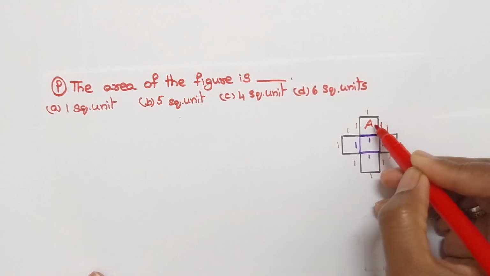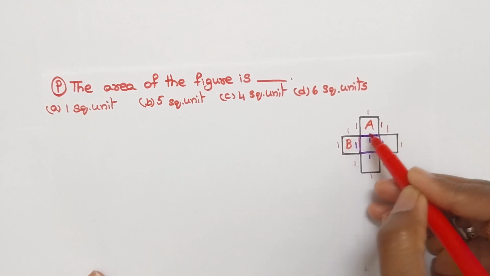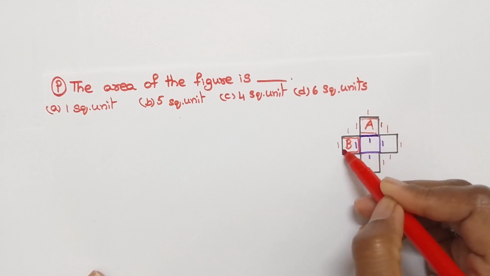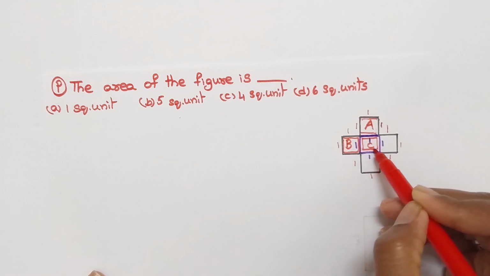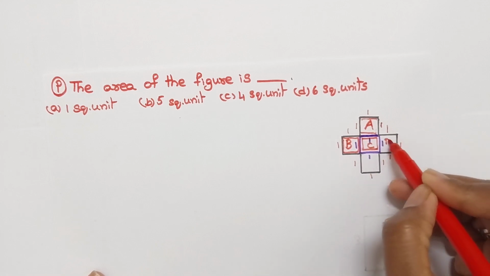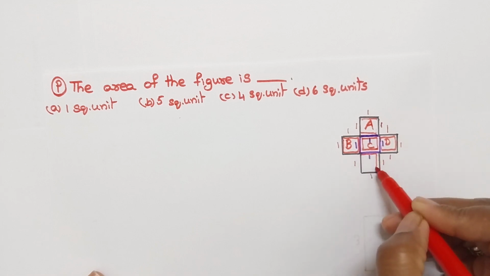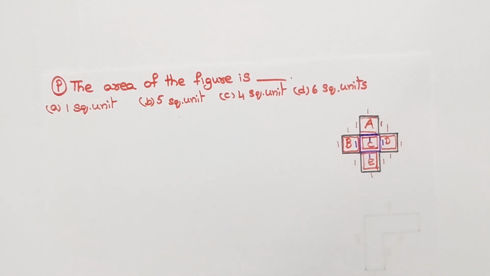This is 1 square a, this is 1 square b, this one 1 square c, and this one is 1 square box d, and this is also 1 square box e. We just take the names as a, b, c, d, e to identify them separately. Now as these are squares, we can easily find out the area of each box.